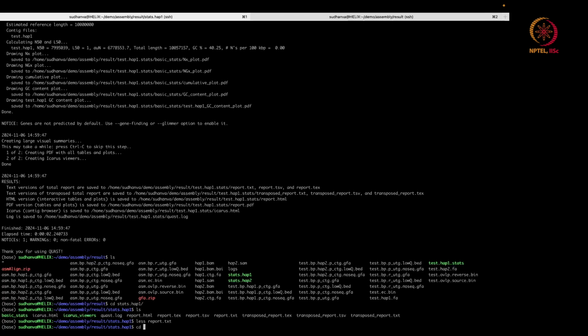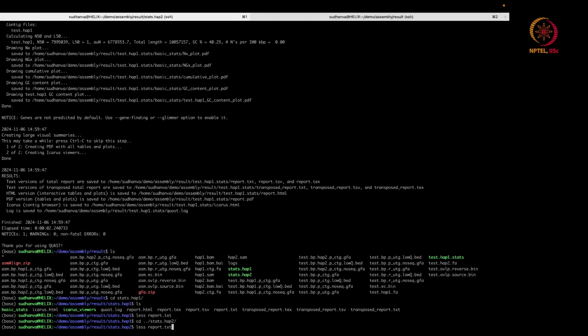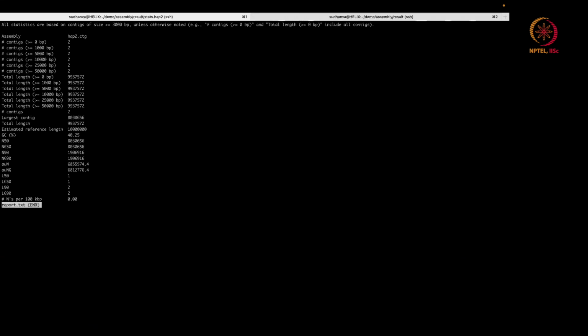We will see a similar result for the contigs from haplotype 2. We see that there are 2 contigs. The total length is 9.9 million. The longest contig is 8 million characters long. The N50 and NG50 are both 8 million again.